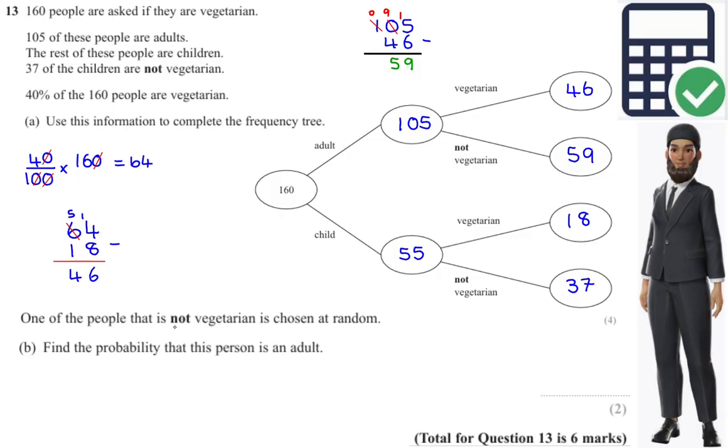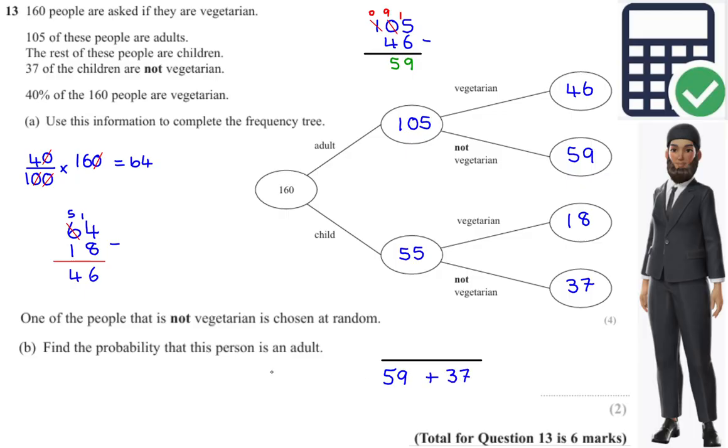One of the people that is not vegetarian is chosen at random. Find the probability that this person is an adult. So let's work it out. This person is not a vegetarian. Okay, so let's work out the total number of non-vegetarians. That's going to be 59 from over here, not vegetarian, plus 37.